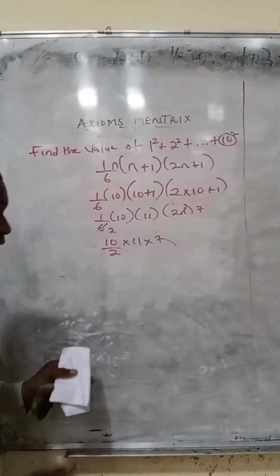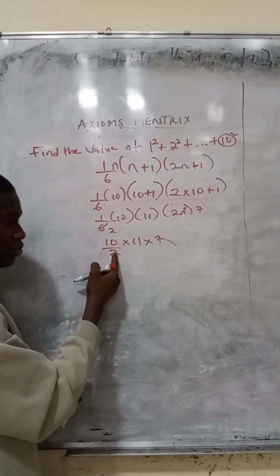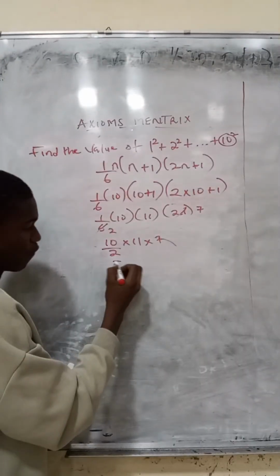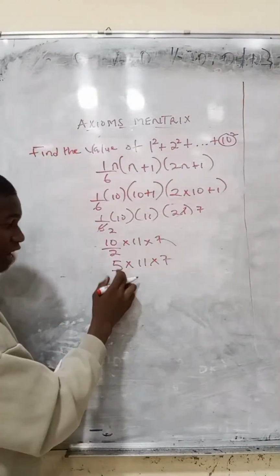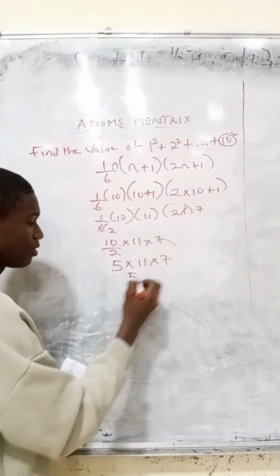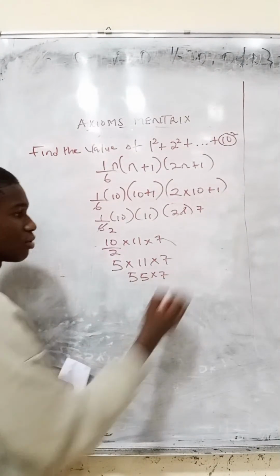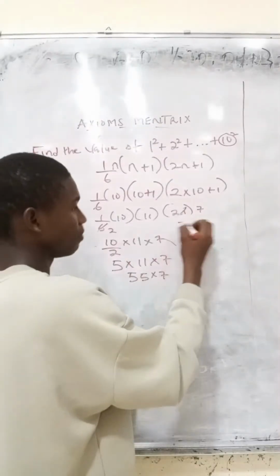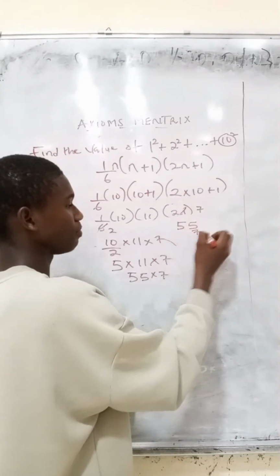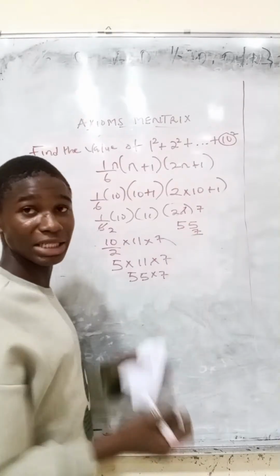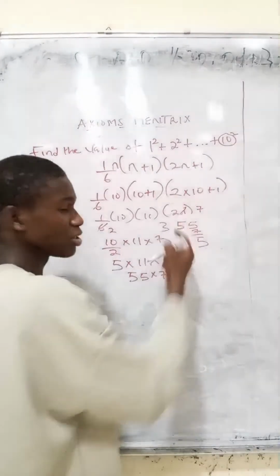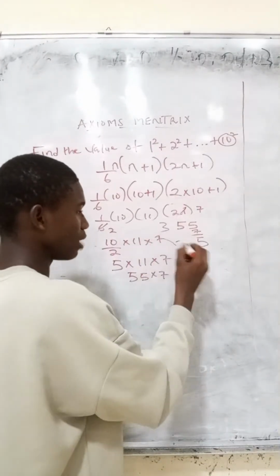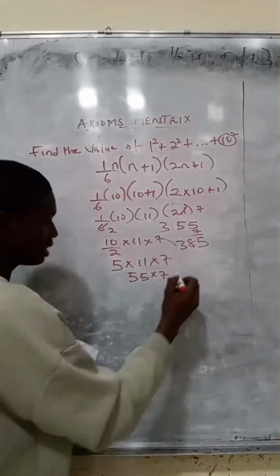So let's just break it down again. 10 divided by 2 is going to give me 5. Then 5 multiplied by 11 times 7. 5 multiplied by 11 is 55. 55 times 7. Let's do that manually here. So 55 multiplied by 7. 7 times 5 is 35. I'll add my 5 here, then I'll take 3. This time this is also 35. So this I'm going to be having 38.